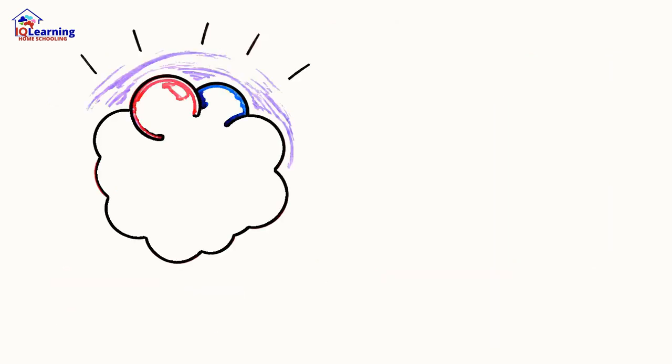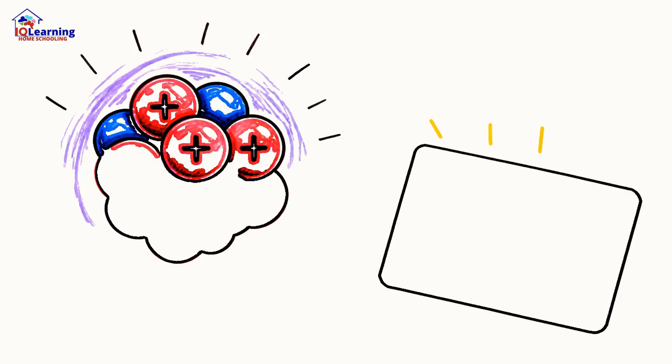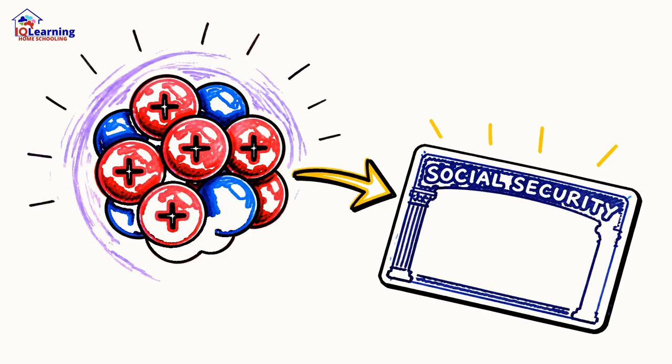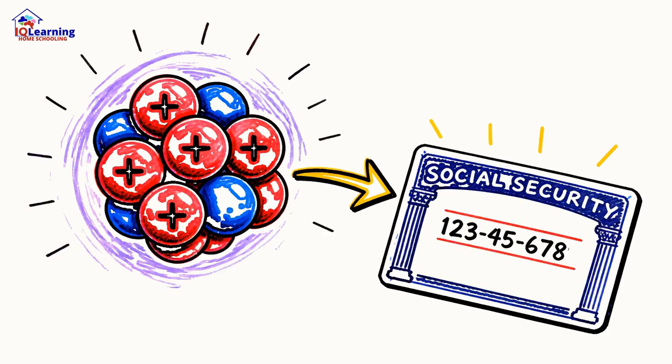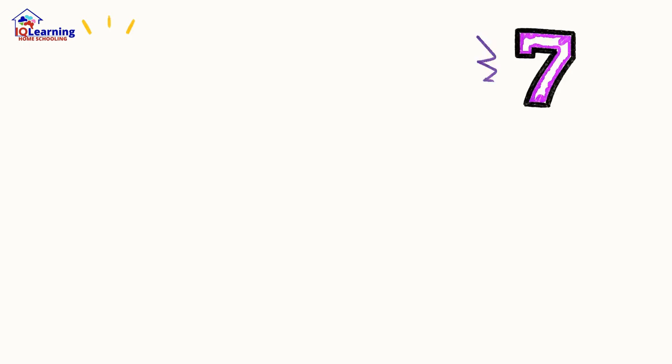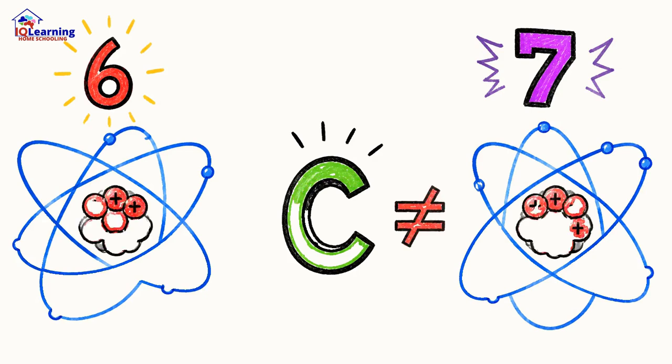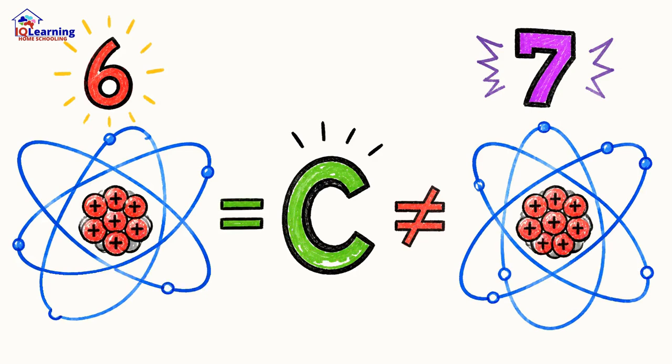Inside that nucleus are the protons. The number of protons is an element's unchangeable identity, its atomic number. Think of it as a social security number. An atom with 6 protons is always carbon. Change that number, and you change the element itself.